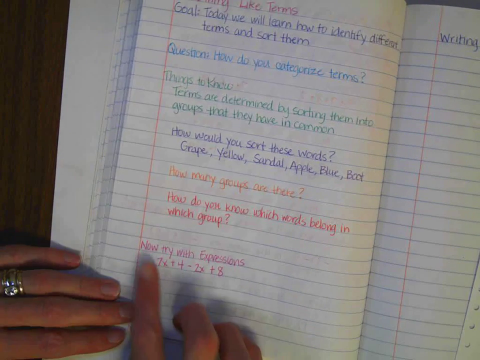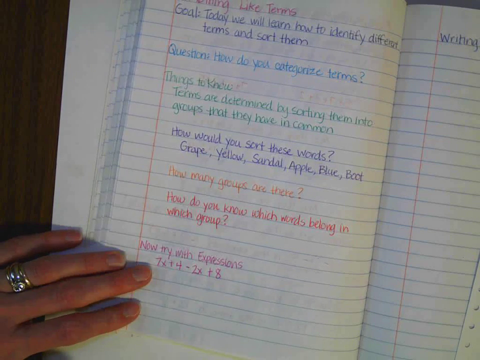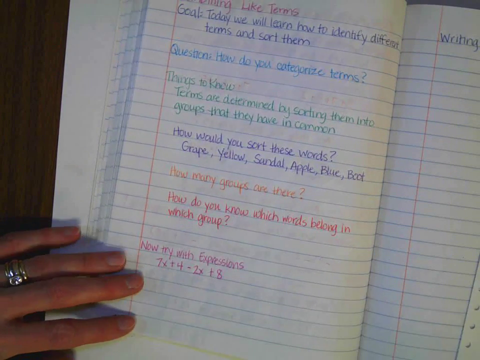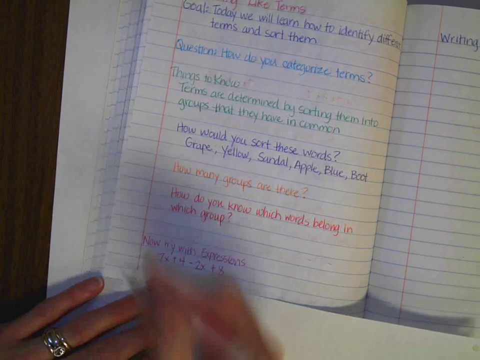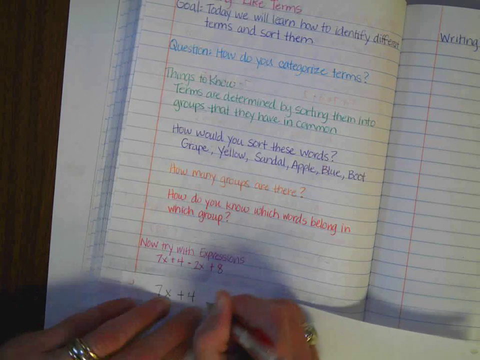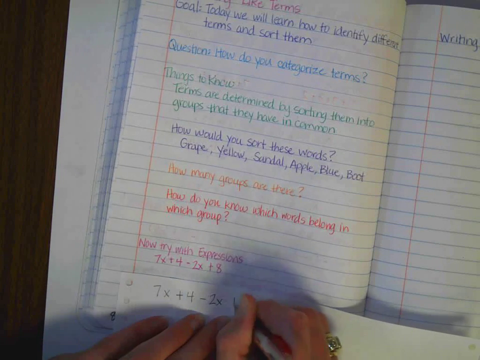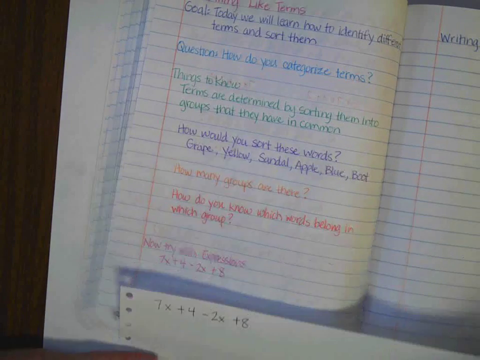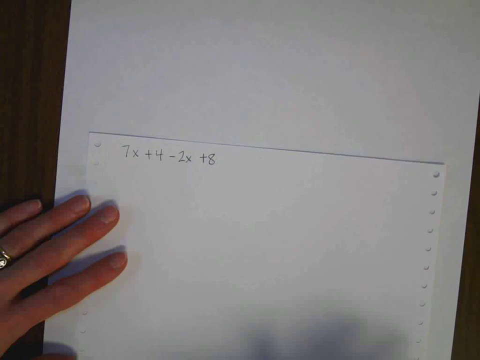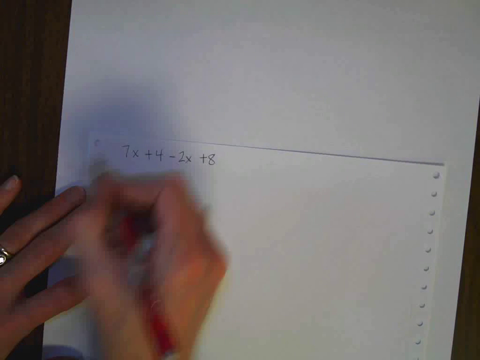So here we have, now try with expressions. So we have a math sentence, and it says 7x plus 4 minus 2x plus 8. So I'm going to write it on here so that we can work with it. 7x plus 4 minus 2x plus 8. So now what I'm going to do is I'm going to practice what we did in class yesterday, and I'm going to write out what I have.